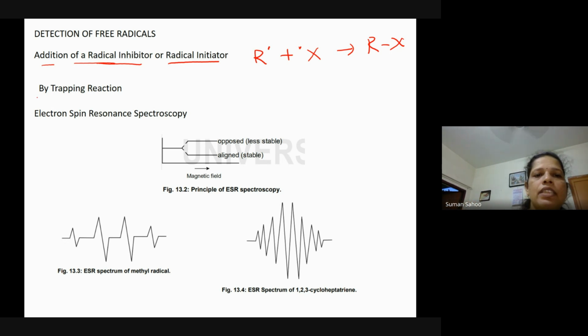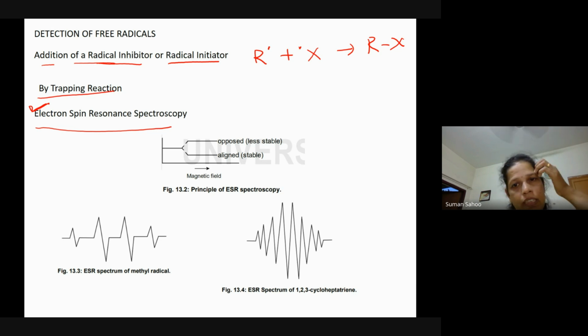By trapping the reaction, you can trap it with another kind of compound. Again, the most effective technique is known as electron spin resonance spectroscopy. So this spectroscopy detects free electrons or unpaired electrons. What it does is, our electrons are behaving like spin magnets.